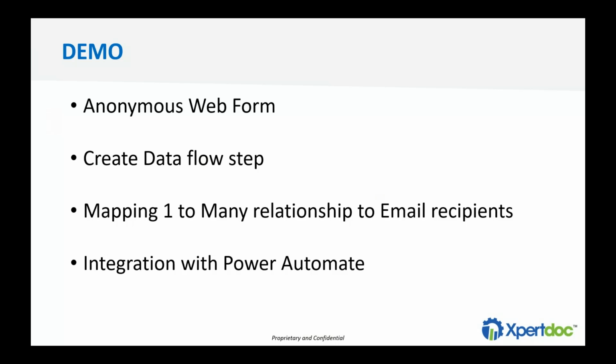The first thing is the anonymous web form, the ability to send requests to external users without having them authenticate, and then having them fill a form whose data we can use in a flow. The second one is a new step called Create Data, which can be useful to pre-populate a form or a data set with values coming from another data set. The third one is the ability to map a one-to-many relationship to be used as email recipients.